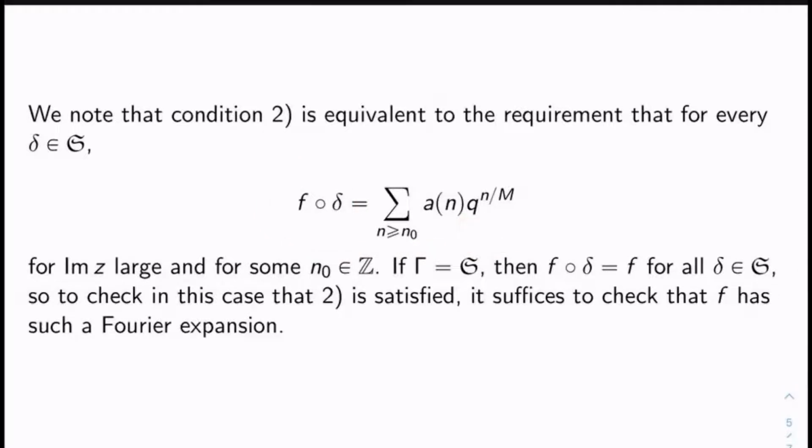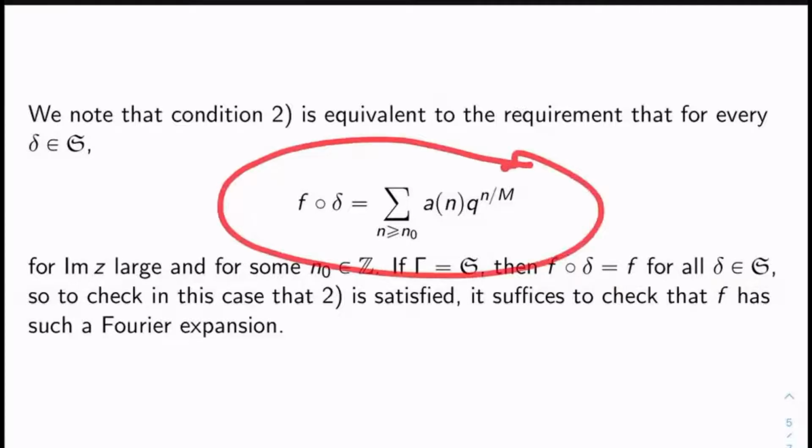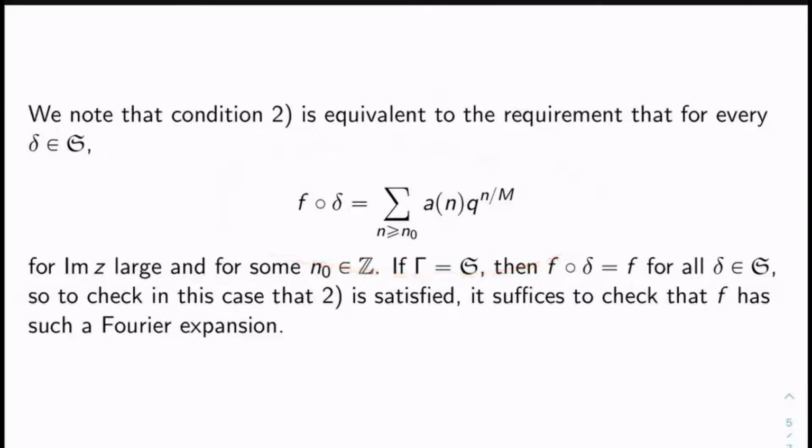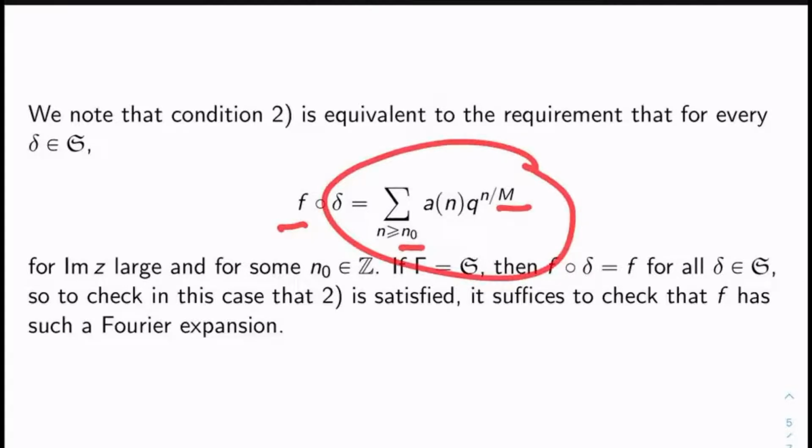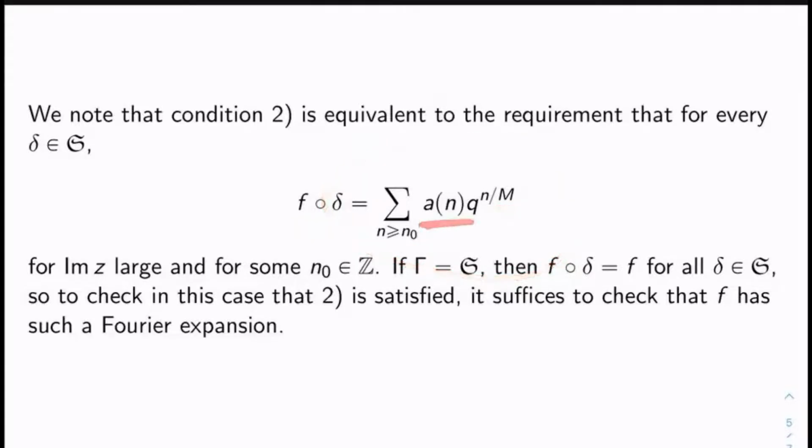Now, this becomes even easier if big Gamma is just SL2Z, because then by condition 1, f composed with delta is just f for all deltas. And so to check that condition 2 is satisfied, we just need to check that this Fourier expansion condition is satisfied for f itself rather than for all of the f composed with deltas. So again, if big Gamma is just SL2Z, then condition 2 just means f has a Fourier expansion that looks like this for some m and for some n naught. And these coefficients can be whatever.